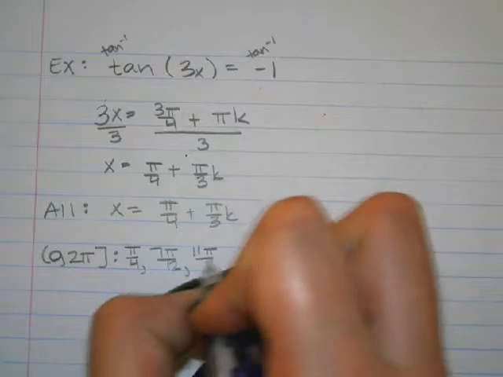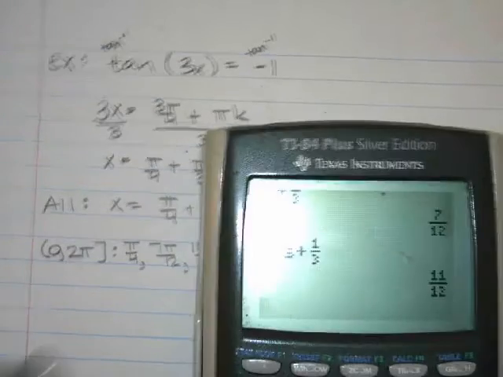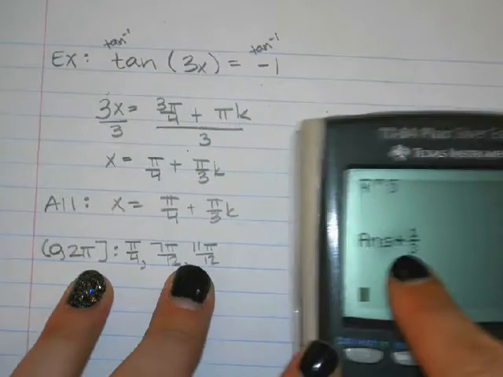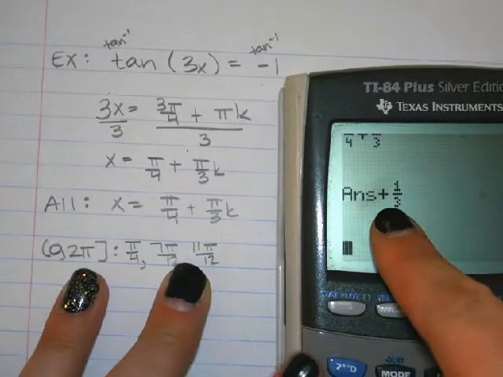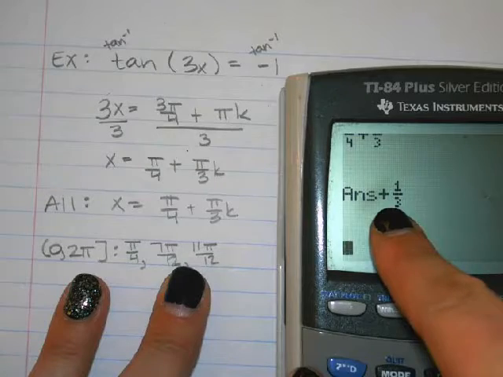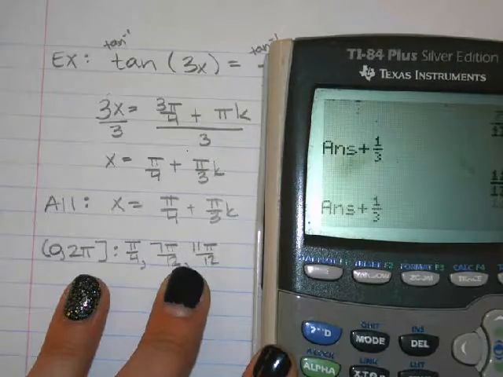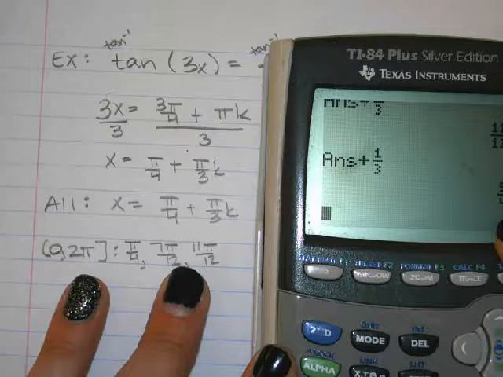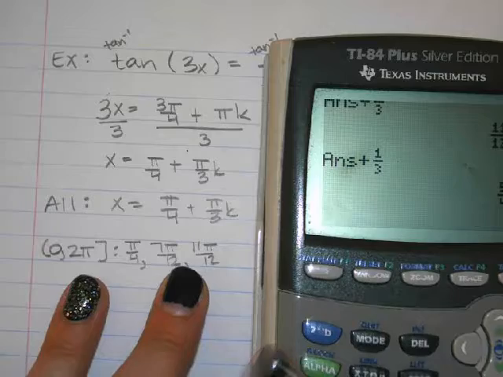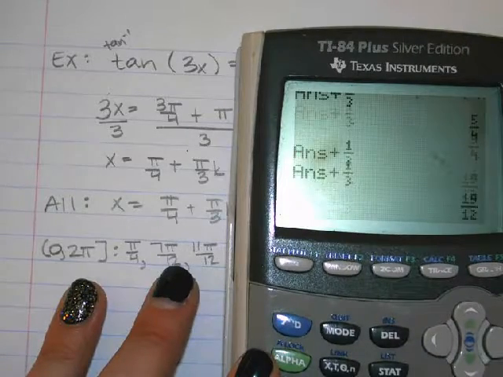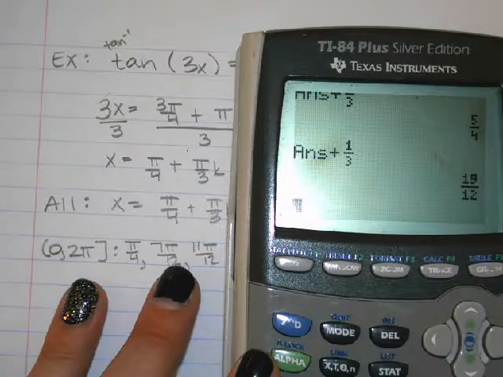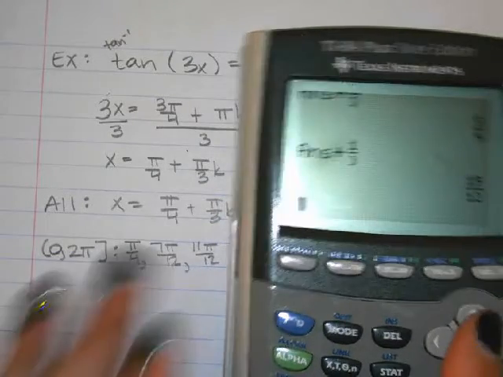Now here's the nice thing: once you see it looking like this on your calculator, do you see how it says answer plus 1/3? It means it's taking the previous answer and adding 1/3 to it. If you press enter again, it's going to do the same thing for you again. You don't even have to type it. So 5 pi fourths is the next one. And then I press enter again, and I get 19 pi 12ths. And then I press enter again, and I'll get the last one. Yeah, that's kind of nice, huh?